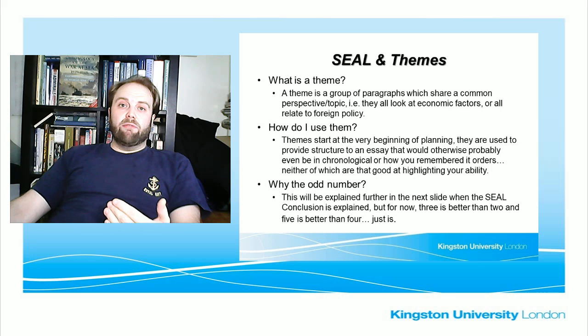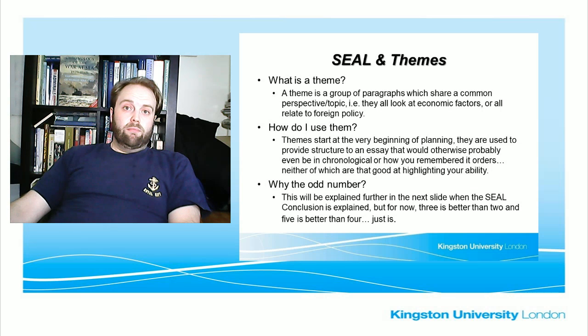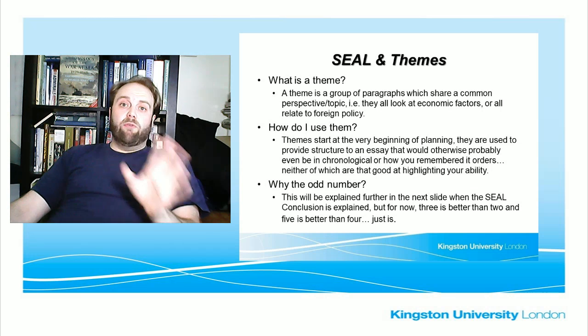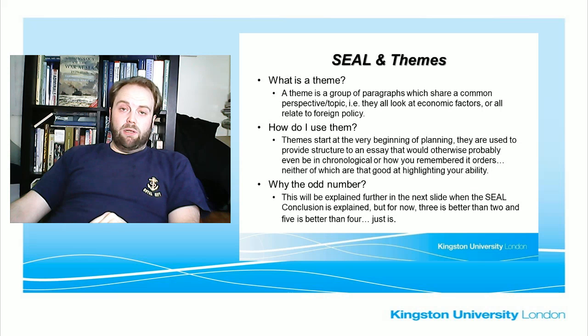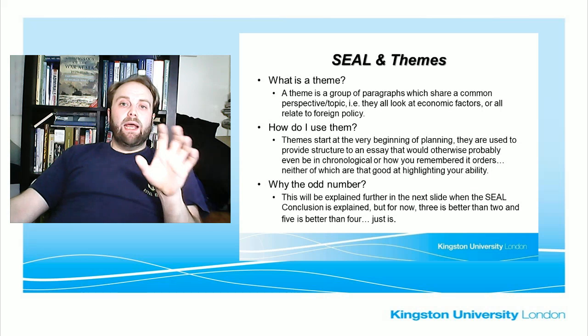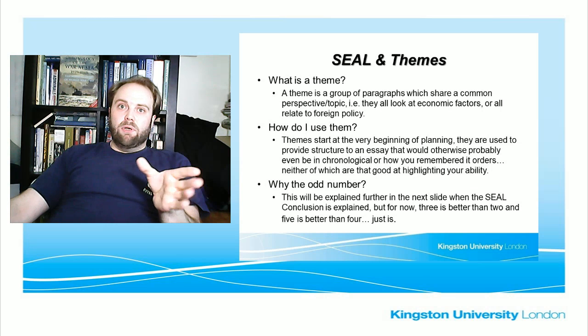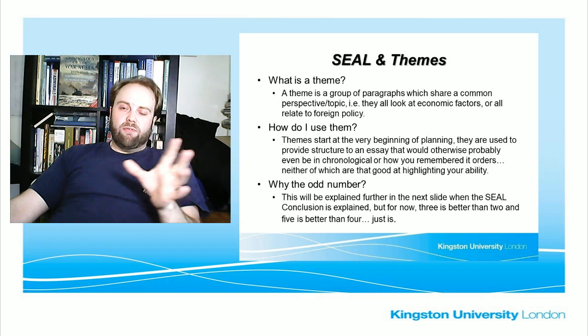So if I have, let's say, my simple themes I'm going for are agree, disagree, and context. I might have 4 paragraphs which agree with a statement made in the question, 4 which disagree with a statement made in the question, and 4 which are context. And they will be grouped together in those sets of 4. It could be economic, social, political. It can be structural, all sorts of different things.